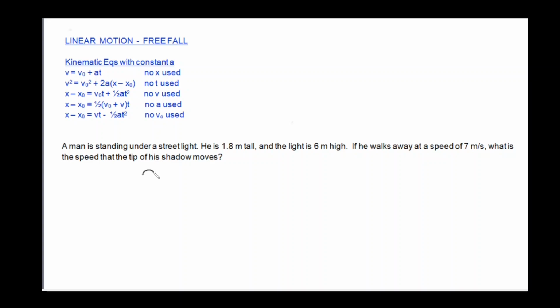So first we have a street light, and we'll call that height H, and we know that's equal to 6 meters. And we have a man standing under it. We'll call his height little h, and we know that that is 1.8 meters. And as this man walks, his shadow moves from right under him out.